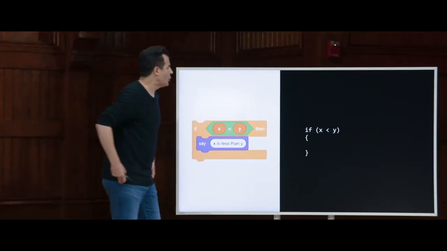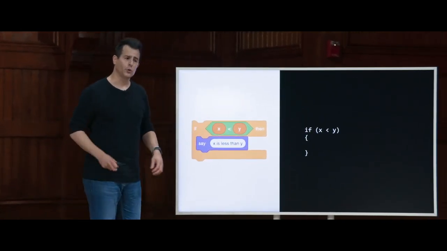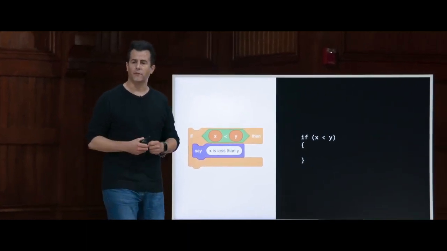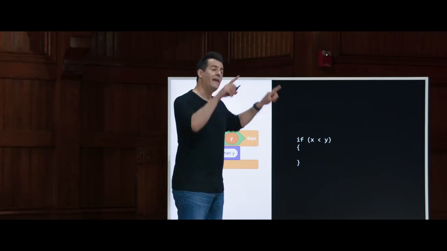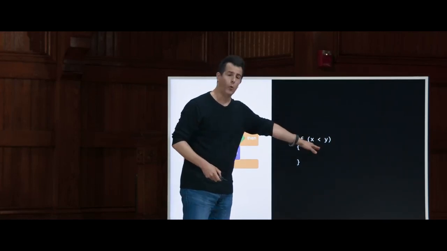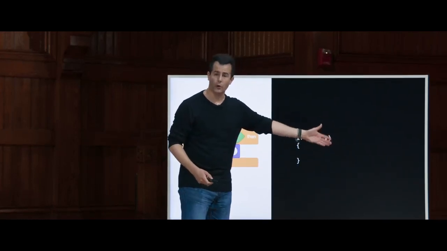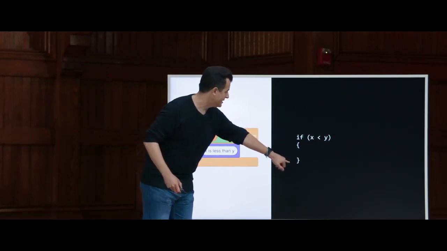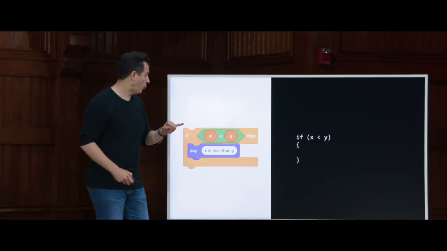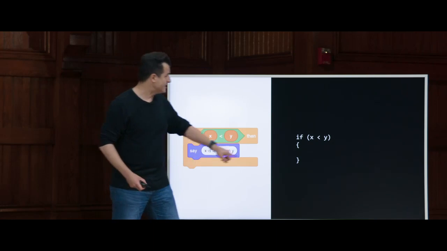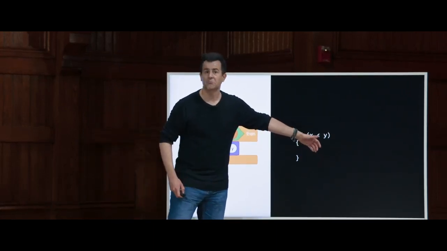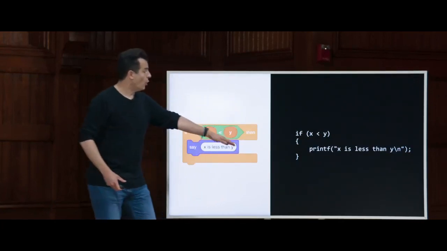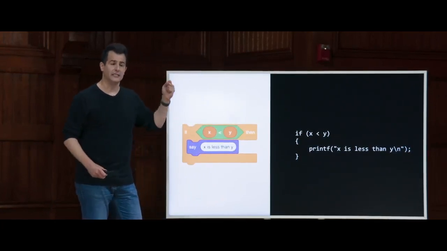In C, the code's going to look like this. So it'll take a little bit of muscle memory to develop, but you're going to say if. Then in parentheses, you're going to say x less than y, assuming x and y are variables. You're then going to use these curly braces. And then if you want to say, quote unquote, x is less than y, in C, what function should we use here? Presumably printf. So printf, quote unquote, x is less than y.